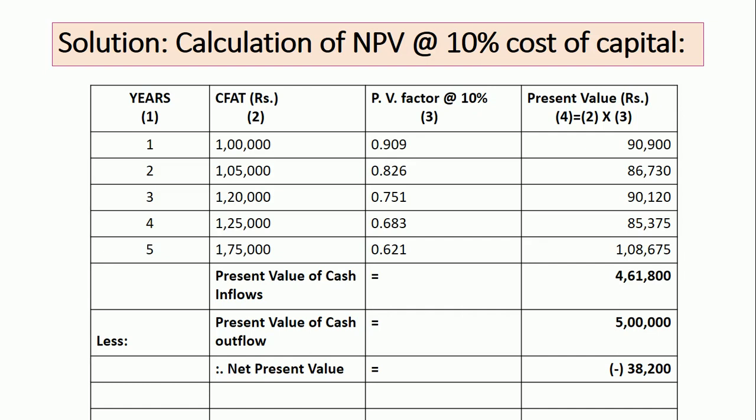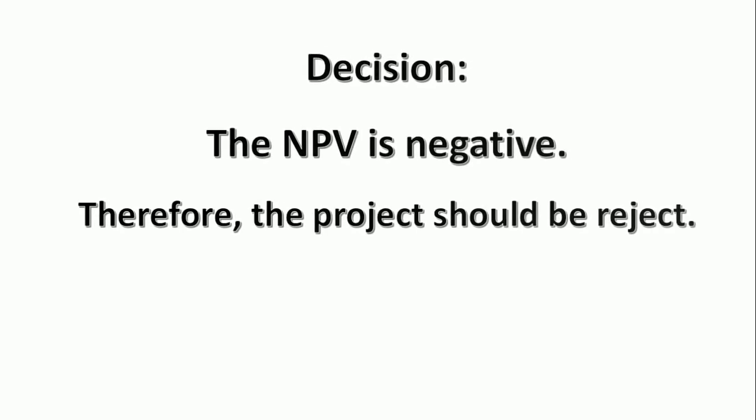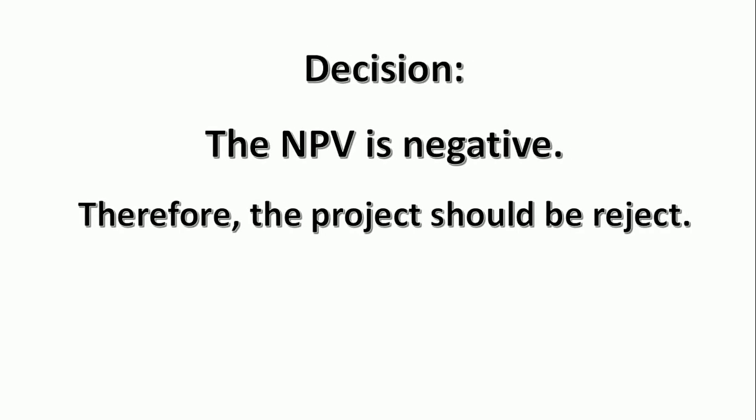Unfortunately, here we get a negative NPV. As per our selection criteria, accept the project when NPV is positive, reject the project when NPV is negative. Here our answer is negative NPV. Decision: the NPV is negative, therefore the project should be rejected.